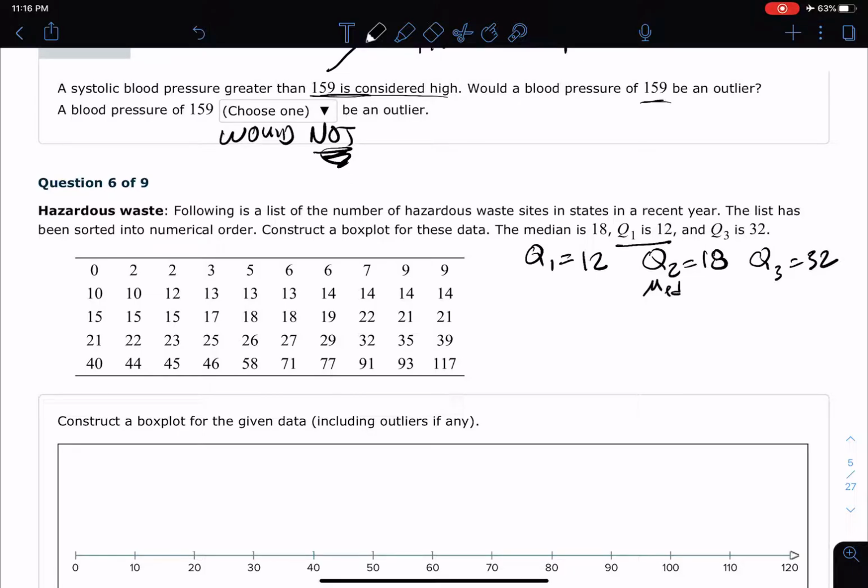They want us to make a box plot. So that's the 5 numbers plus outliers, including outliers, if any. So we're going to need to do some work here. And I don't know how much space I have, so I'm going to do IQR up here. IQR, once again, is going to be our Q3, which is 32, minus Q1, which is 12. So IQR is 32 minus 12, which is 20.